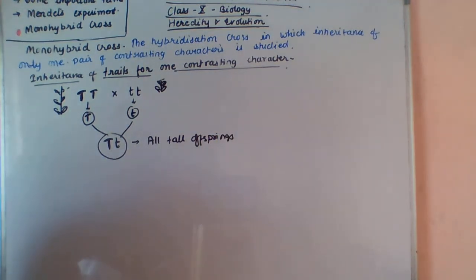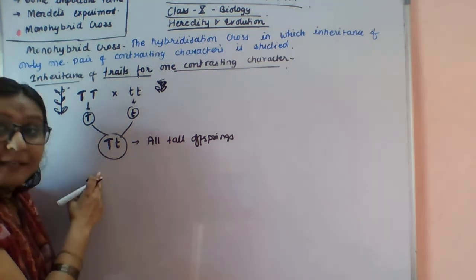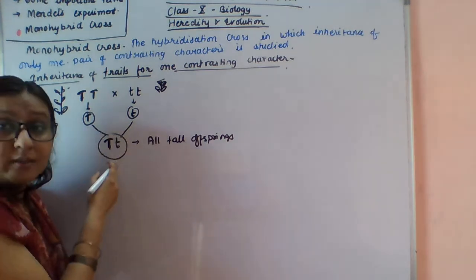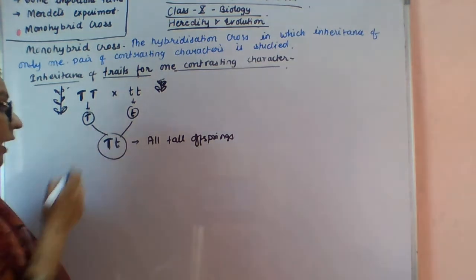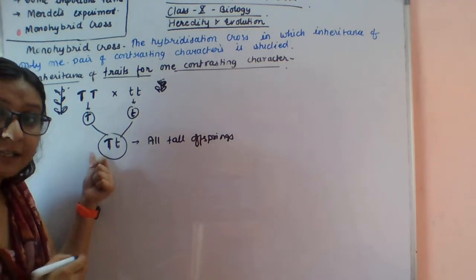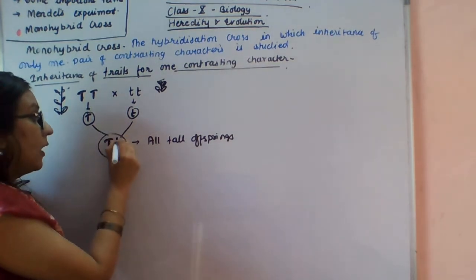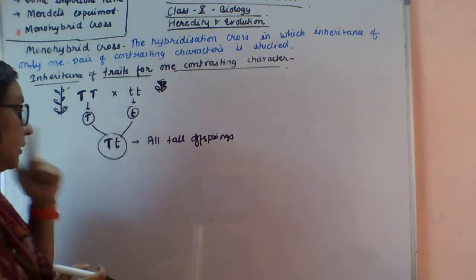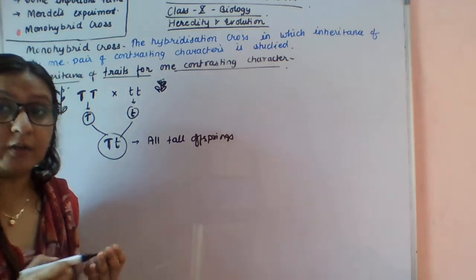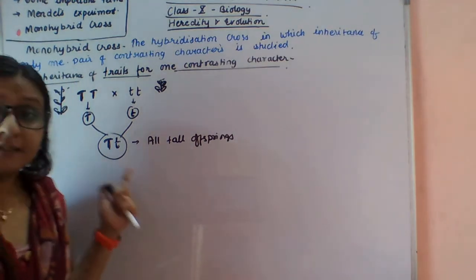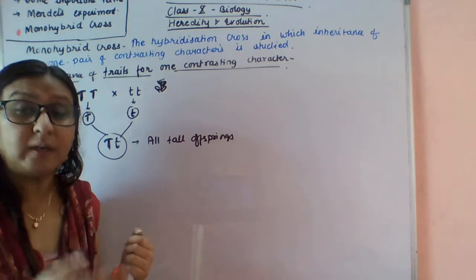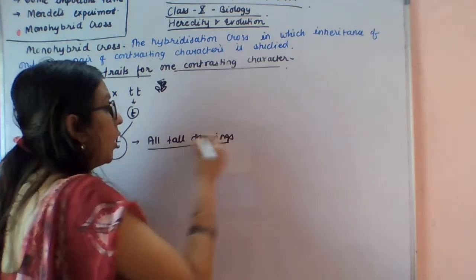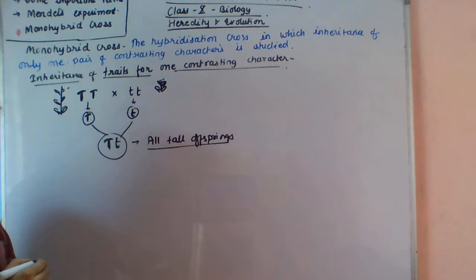Why can all tall offspring be seen? Because the dominant character always shows its phenotype. Here the dominant character is capital T, and small t will get masked by the dominant character, as I told you in the definition earlier. The recessive character can't show its presence in the presence of the dominant.